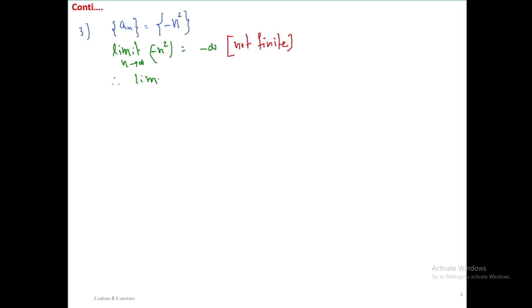Simply, the limit does not exist. If it is a finite number, then only the limit exists. Since it is minus infinity, it should be finite, but it is not finite, therefore the limit does not exist. Therefore the sequence minus n square diverges. That's it. Similarly, the fourth one, sequence an, or simply minus 1 whole raised n, right? Minus 1 whole raised n.